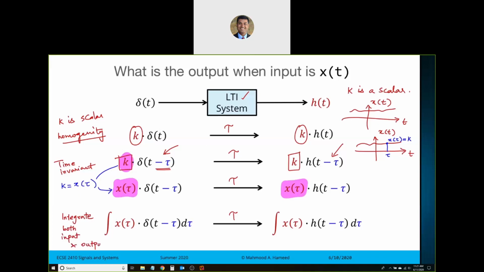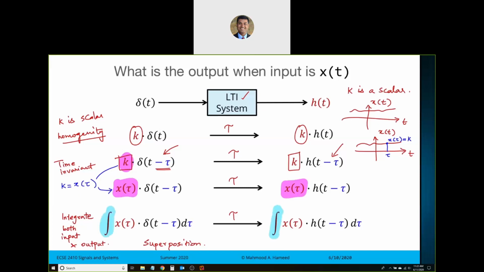Anyone? Why can I integrate the input and also claim that it will be an integration of the output? The reason for that is superposition. Superposition is if you scale and shift multiple inputs, the output will be the scaled and shifted versions of their corresponding outputs. So if I integrate everything on the left side, it will be an integration on the output side as well. So I essentially add up the two integration signs here and here.